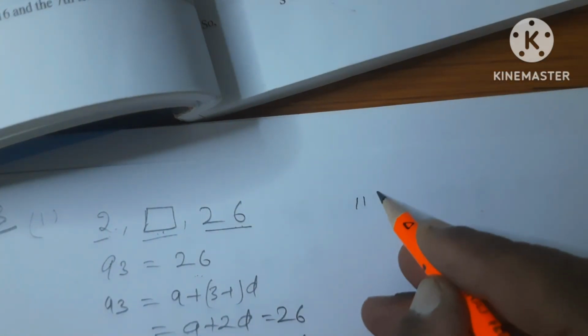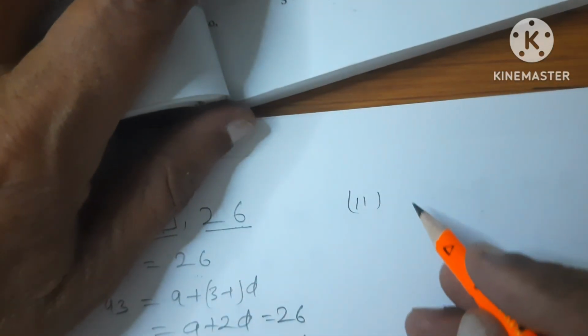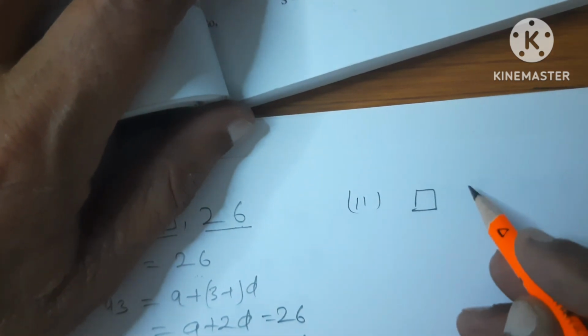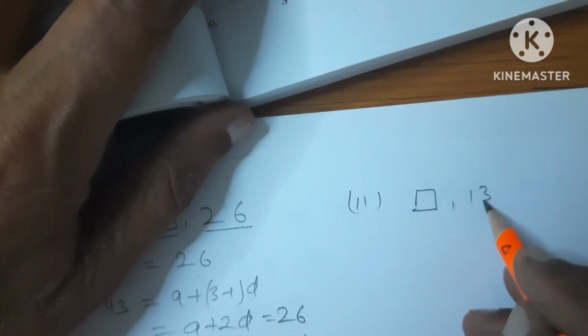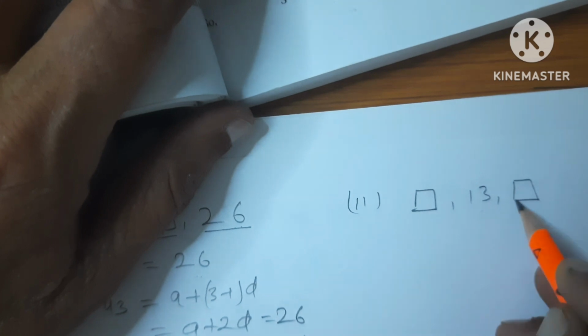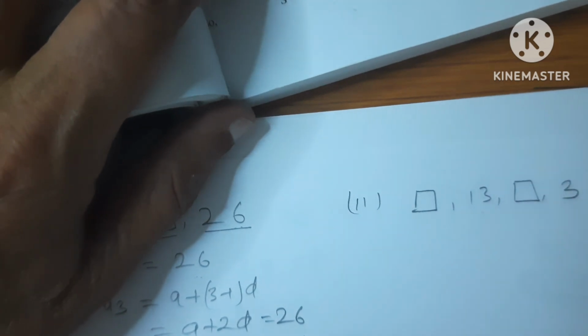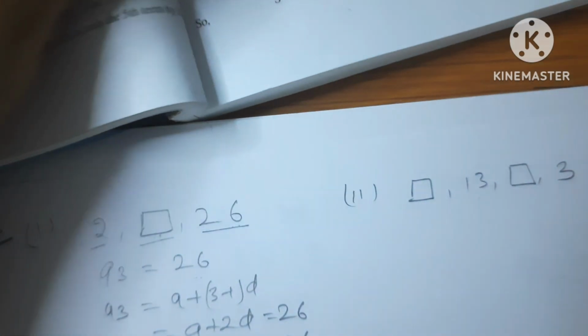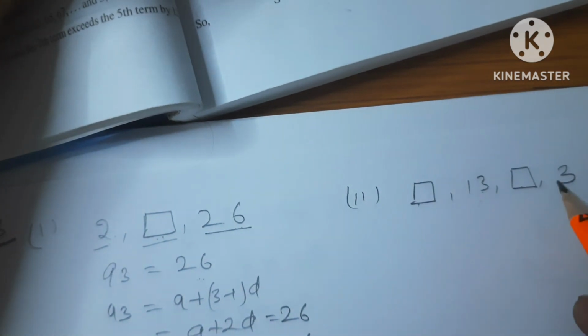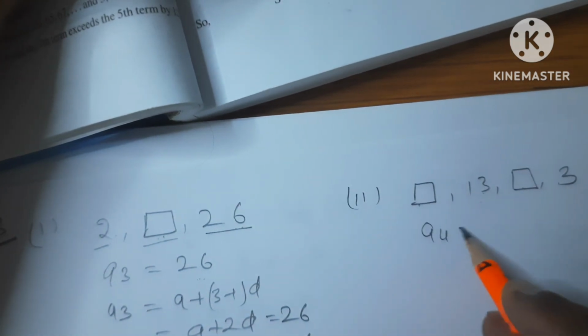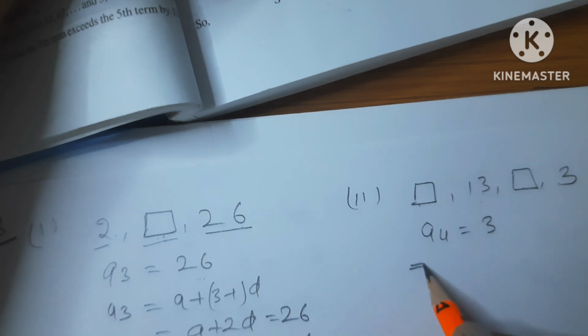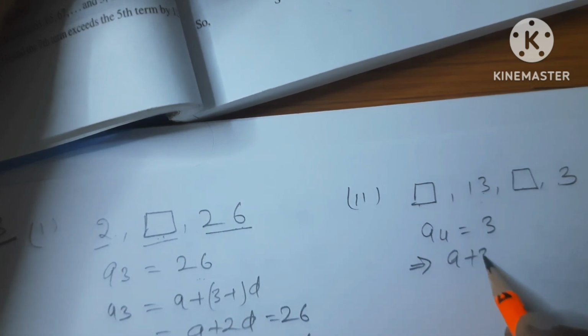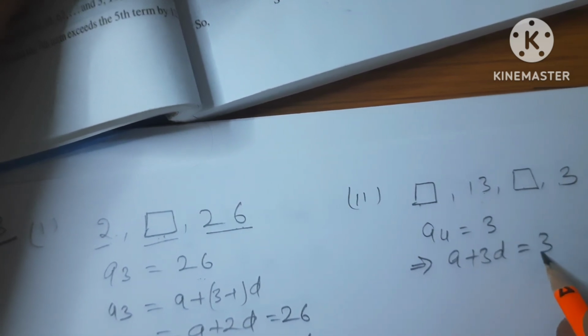Second part. Box 13, box at 3. 1, 2, 3, 4. A4 is equal to 3. That means A plus 3D is equal to 3.